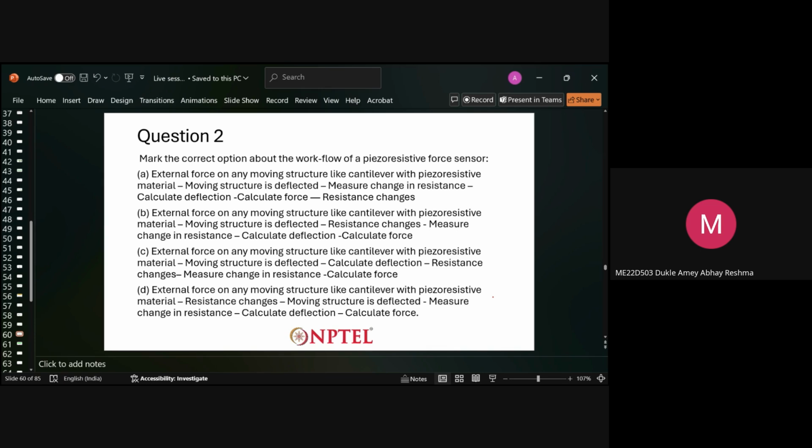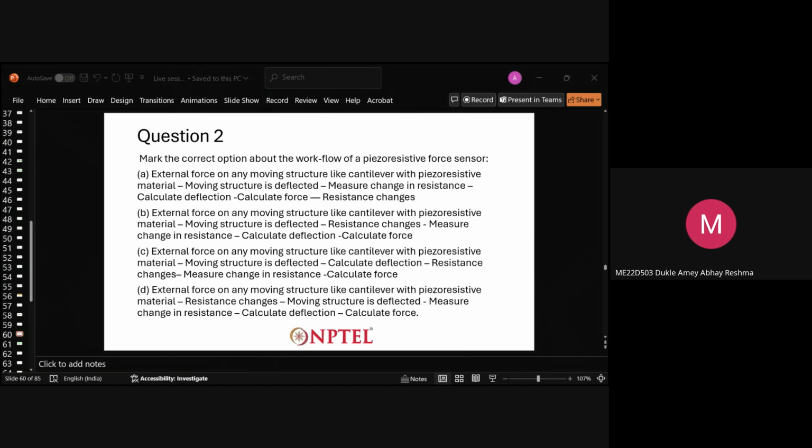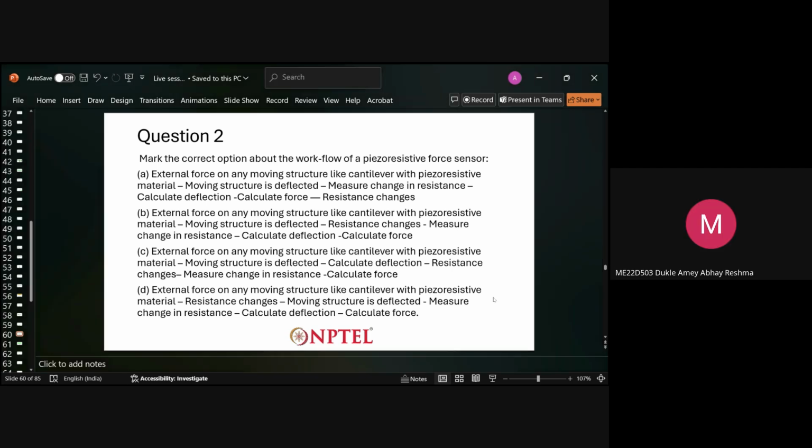Can anyone tell me what is the difference between piezoelectric and piezoresistive material? Piezoelectric means it will generate charge, sir. Piezoresistive means it will change only the resistance or internal resistance, sir. Yes, very good.